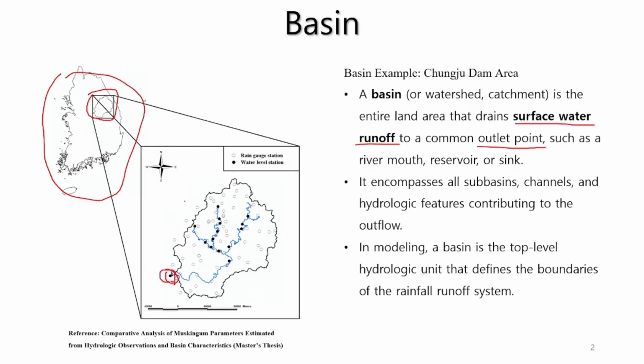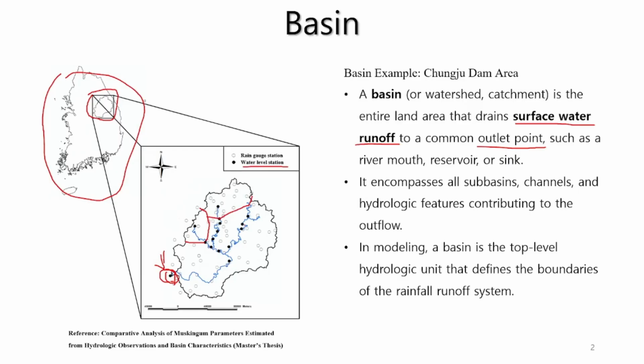This is called a basin, and it has all these different features, such as subbasins, channels, and hydrologic features contributing to the outflow. All the water that goes out to this point is called outflow. The subbasins are basically basins, but we divide this entire basin into different areas by using the water level stations as the new outlet points. For instance, we use this water level station to make a new subbasin like this, and then another new subbasin like this, and so on.